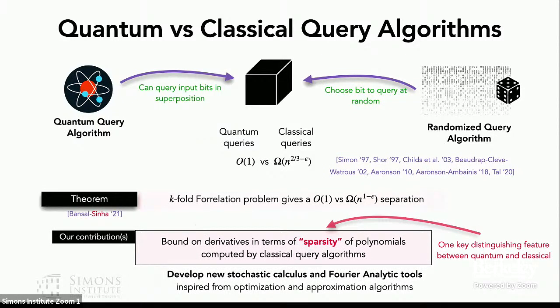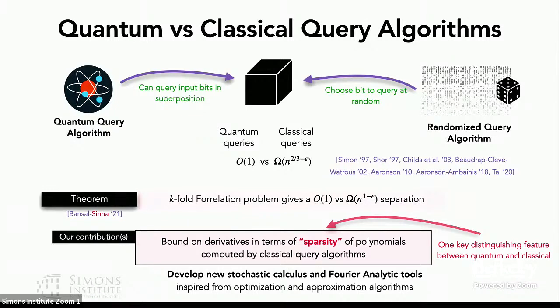It tells us that quantum algorithms are very good at computing dense polynomials with very few queries, but classical algorithms are restricted because they can only compute sparse polynomials in some sense. And one can make this rigorous, and this is where some very nice ideas that are more common in discrepancy theory and optimization come in. We use them to prove this result.